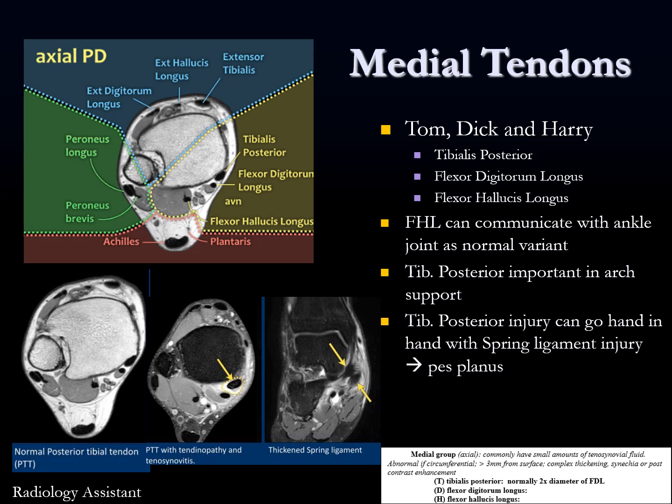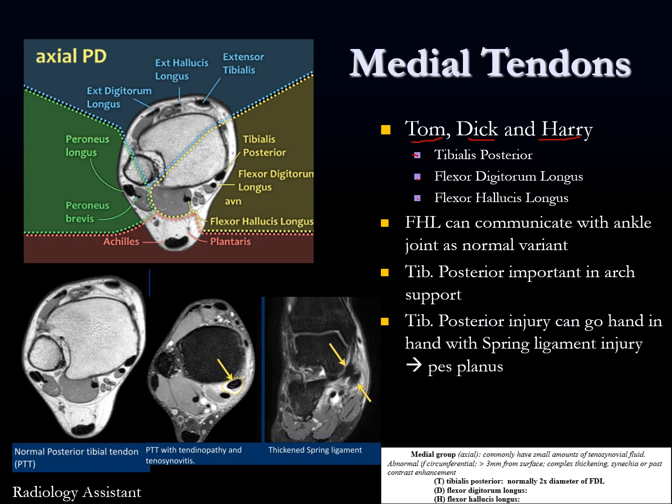The medial tendons. The medial tendons are easily remembered as Tom, Dick, and Harry. So Tom is tibialis posterior, Dick is flexor digitorum longus, and Harry is flexor hallucis longus. The flexor hallucis longus is the one that can communicate with the ankle joint space as a normal variant. So if you have a little fluid around that tendon, it's fine.